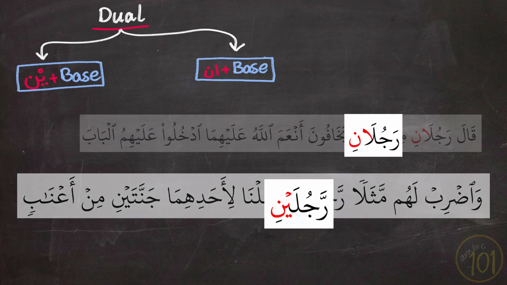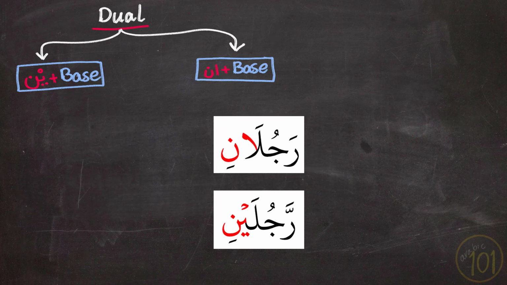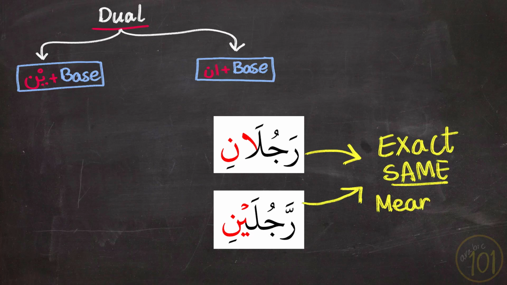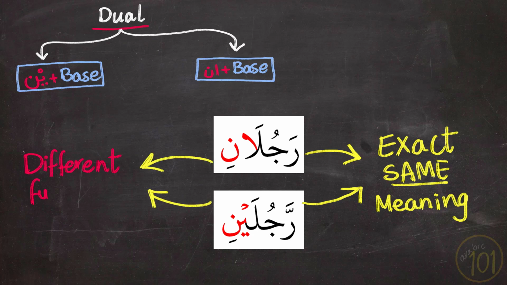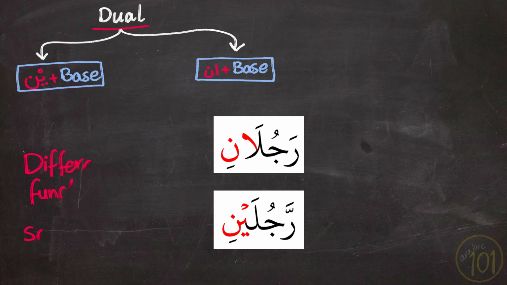Now you might be wondering, what is the difference between if the word ended with alif and noon and ya and noon? In fact, both of them are the exact same translation and they give the exact same meaning. The only difference is that we use them in different positions in the sentence. We're going to learn more about this in coming lessons. And we're going to learn more about the functions of words in the sentence as we progress in this series.